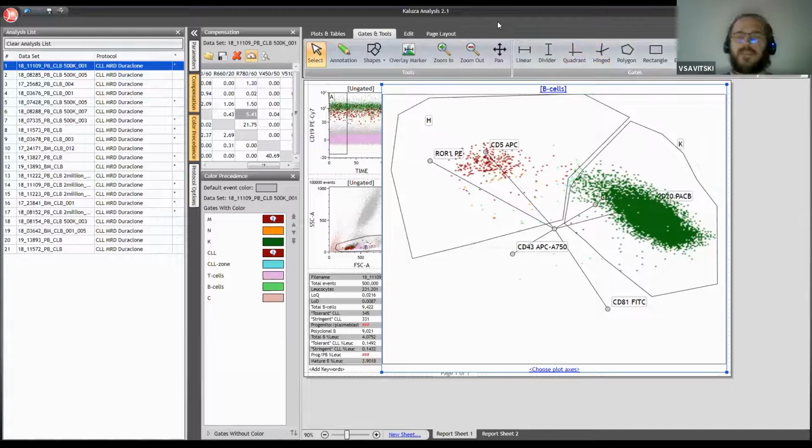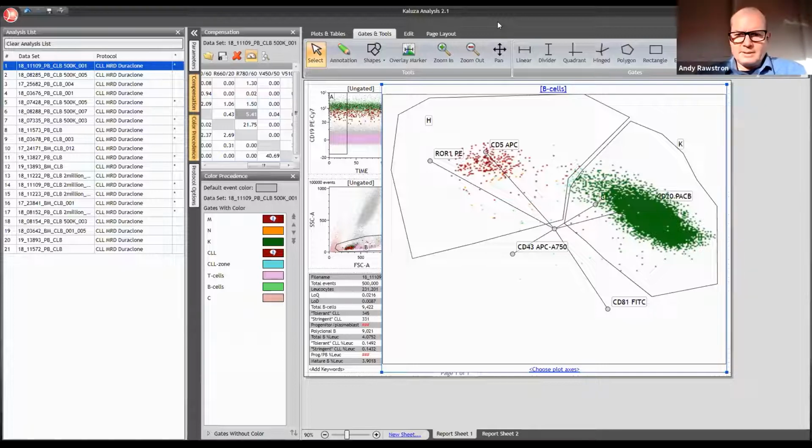Now we have another interesting question regarding another type of pathology, for example B-cell lymphoma. Do you have the same or similar standardized approaches for analysis, like for CLL?